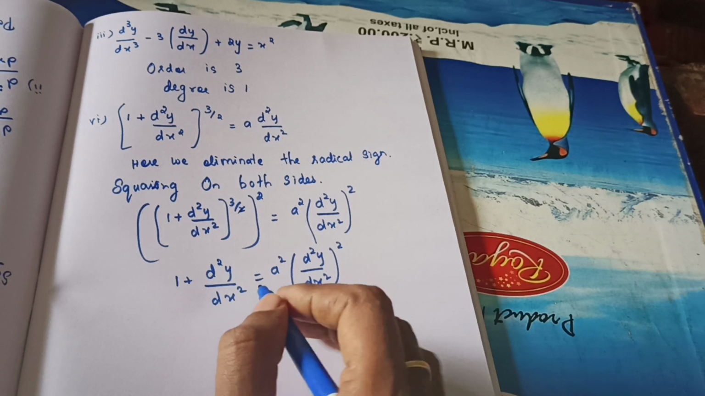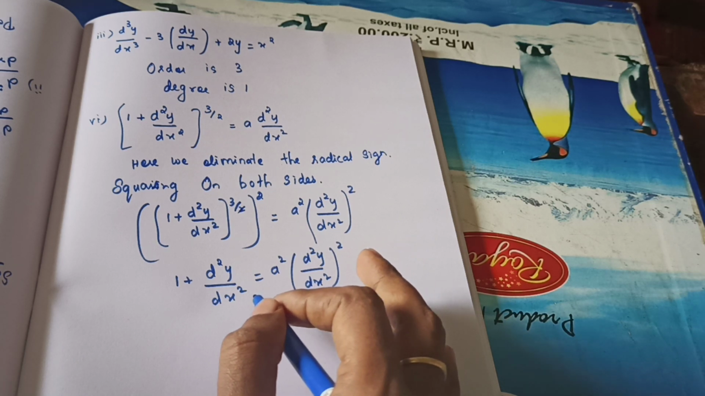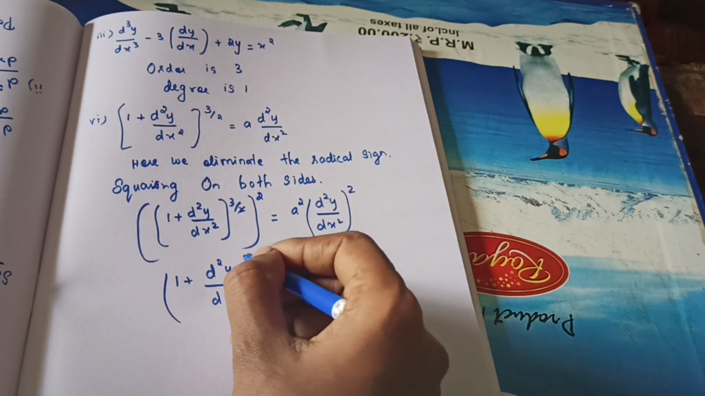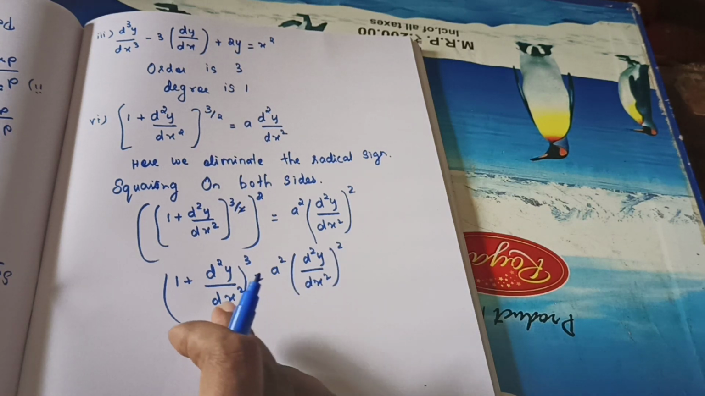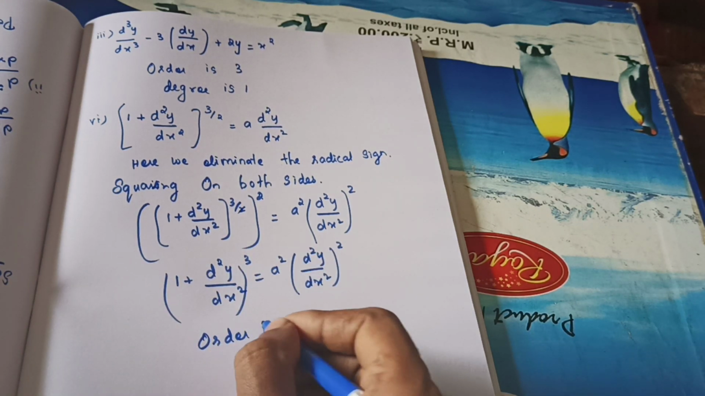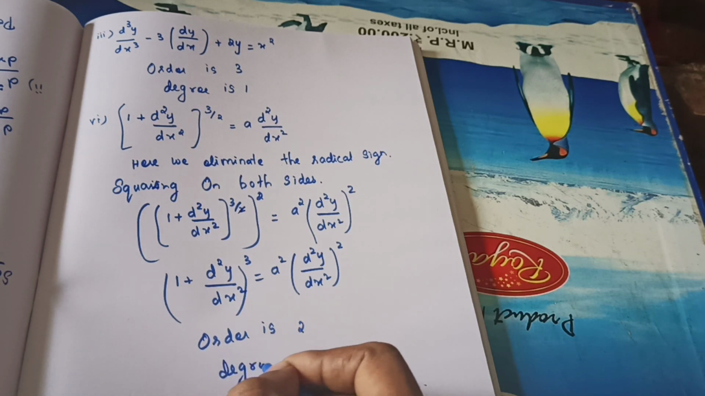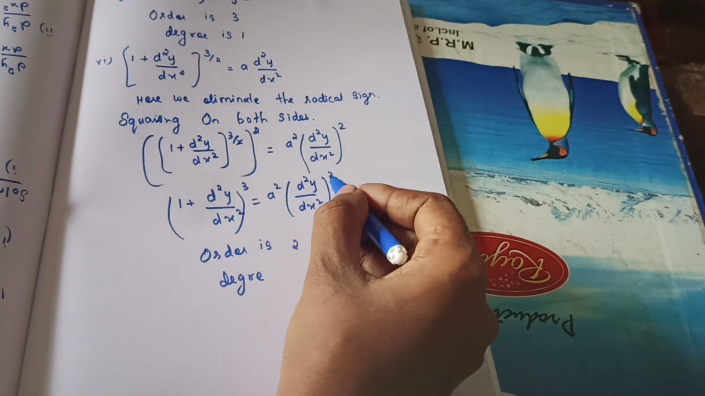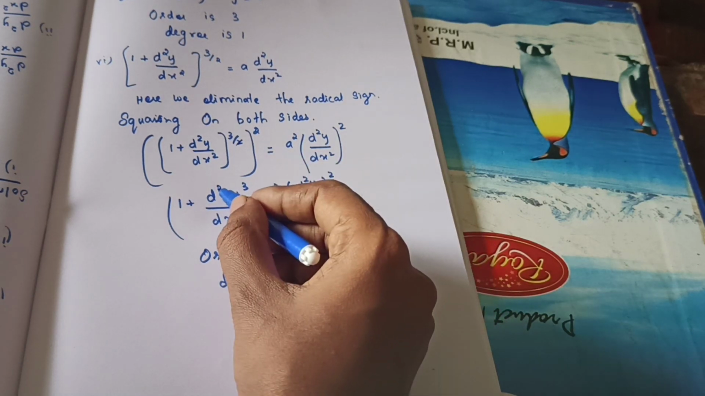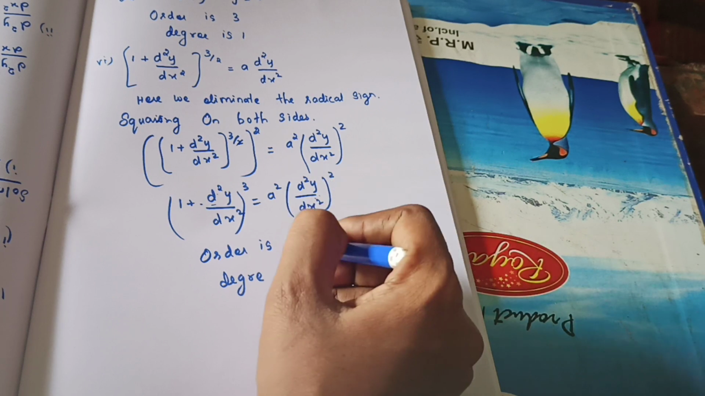What's the order? Anyhow, the highest order is whole power 3. Is it right? So highest order d square y by dx square. Okay, so order is 2. Correct. What's the degree? Degree will be different. What's the power here? Here the power is 2. So this is also highest order derivative equal order 2.